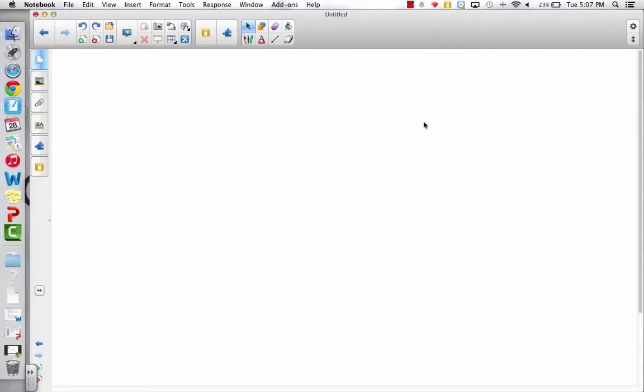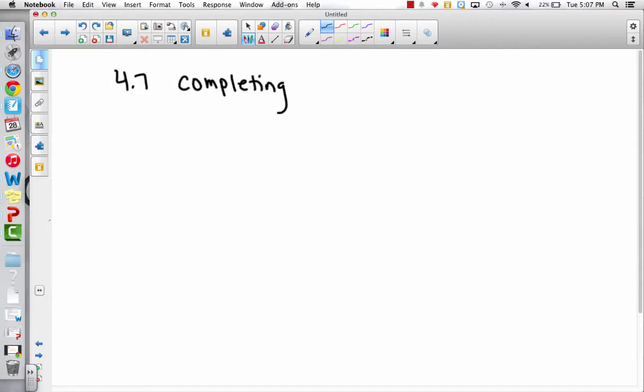All right, I want to go through section 4.7 with you today, and that is all about completing the square. Now, you may have seen a little bit of this before, but for most of you, this is going to be a brand new topic. Okay, and there are plenty of steps for this, so please make sure that you are writing each step down, showing all of your work, and that way you can go back through the steps as you do this on your own. So, completing the square.